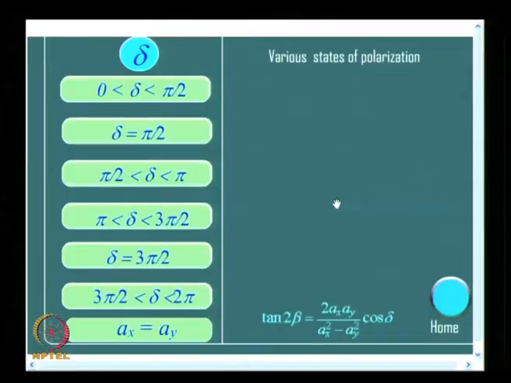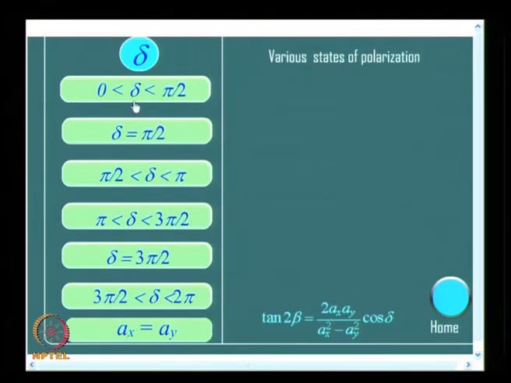So what you find here is, if I add two simple harmonic motions which are mutually perpendicular with a phase difference, in general I get the trace of an ellipse. This is very important in photoelasticity. We will also see this a little further. What is my interest? When I change delta, what happens? For various values of delta, what state of polarization will you get?